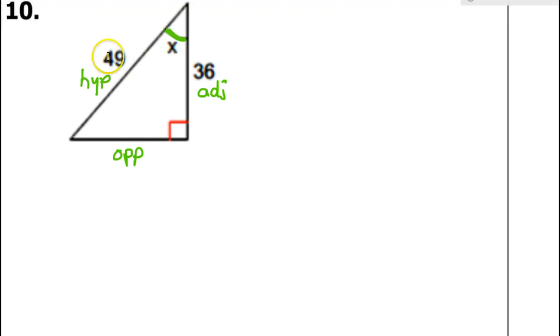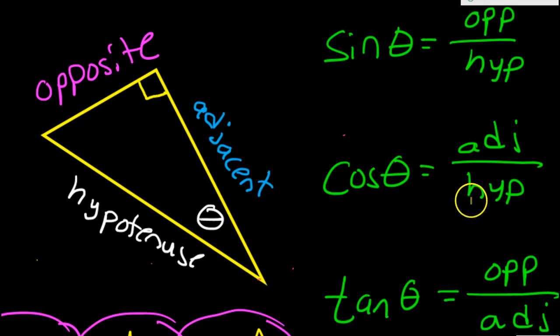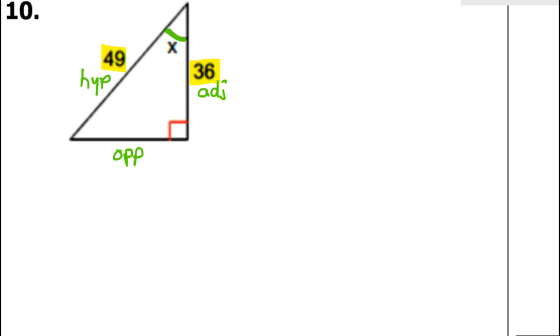Okay, so we're going to use these 2 sides because they are both given. Now, that is the hypotenuse and the adjacent leg. Which trig function is that? That's the cosine function, adjacent over hypotenuse. So that's how we know we will do cosine of x is equal to the adjacent leg over the hypotenuse.